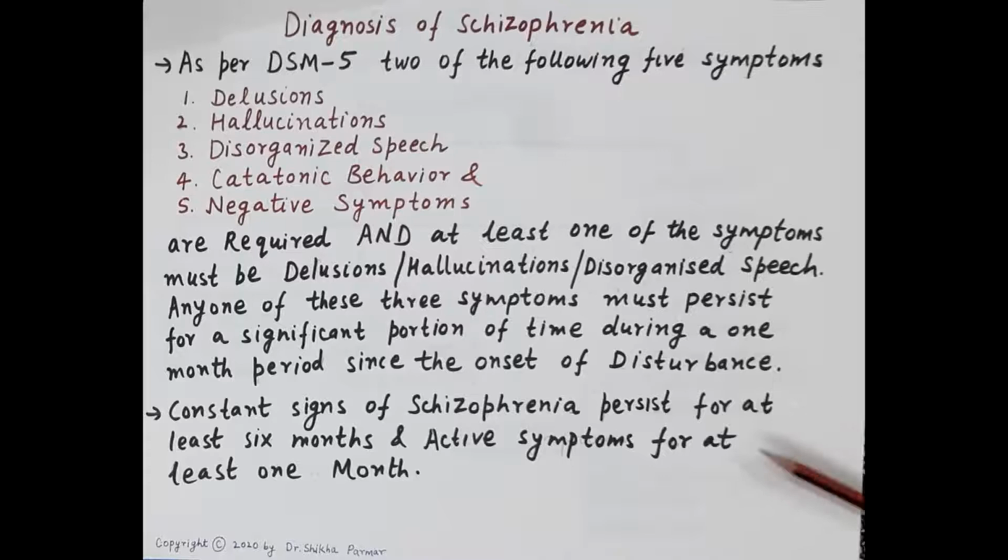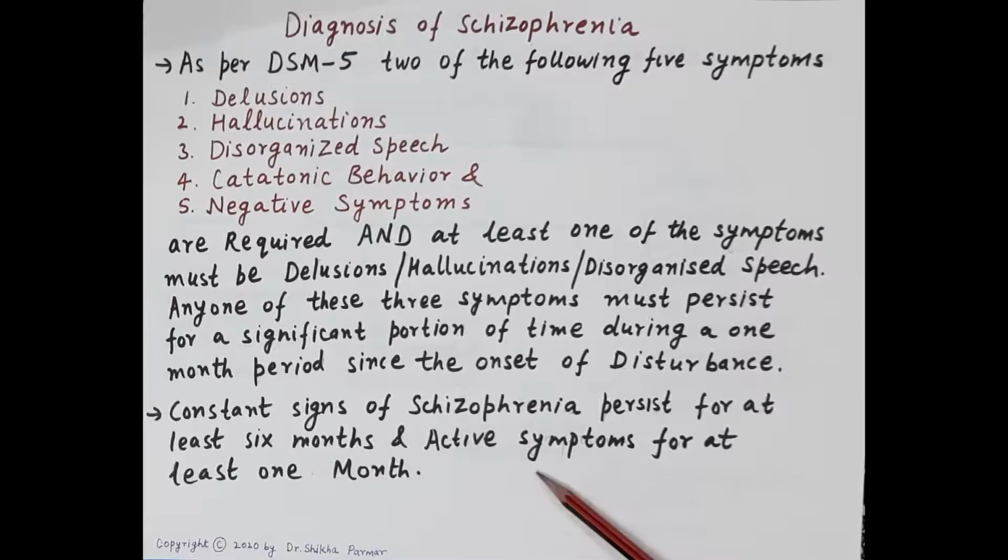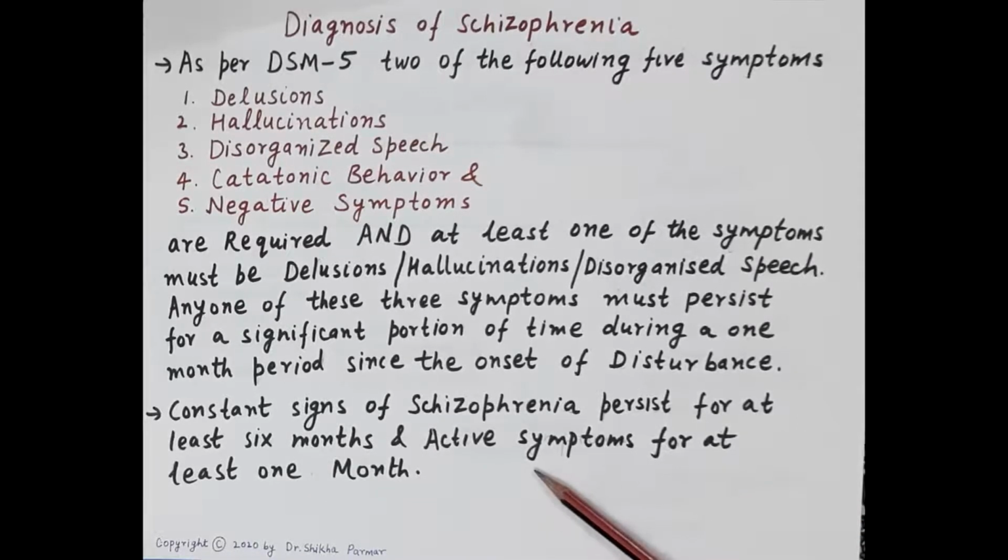Now, apart from this, constant signs of schizophrenia should persist for at least 6 months, and active symptoms refers to delusions, hallucinations and disorganized speech. So, constant symptoms of schizophrenia should persist for at least 6 months and active symptoms for at least 1 month.